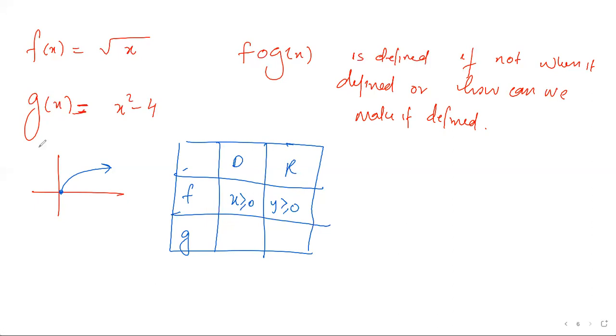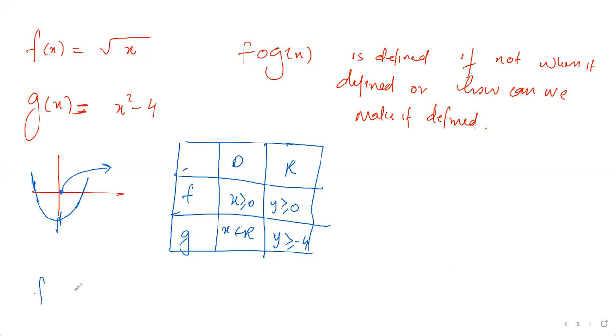For the second function, x square minus 4 is something like this: the x square graph moved 4 units down. So the domain is x belonging to real numbers and the range is y greater than or equal to -4. So let's check once again whether f of g of x is defined or not.